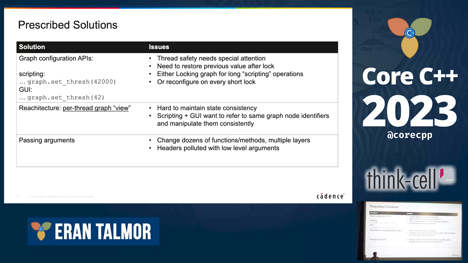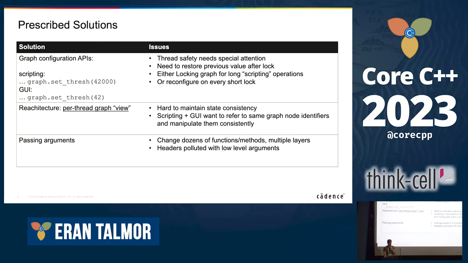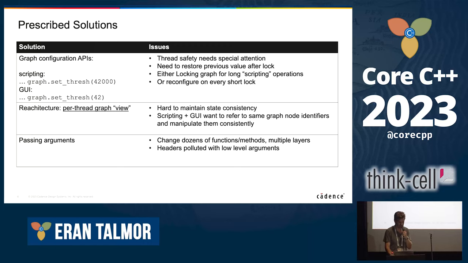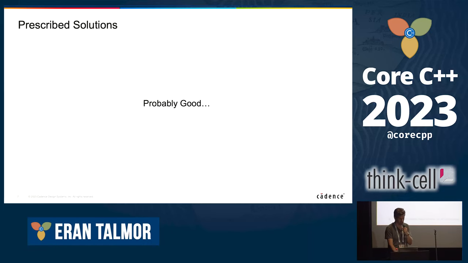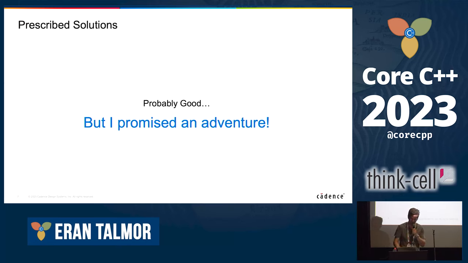And finally, you can pass arguments, which is kind of simple, but it has two problems. You have to pass them almost everywhere, and it also litters your code with low-level details, so you might have reasons not to do that. So all these solutions, I guess they're good, and you can adapt them to your needs, but what's the fun in that, right? So I promised an adventure.